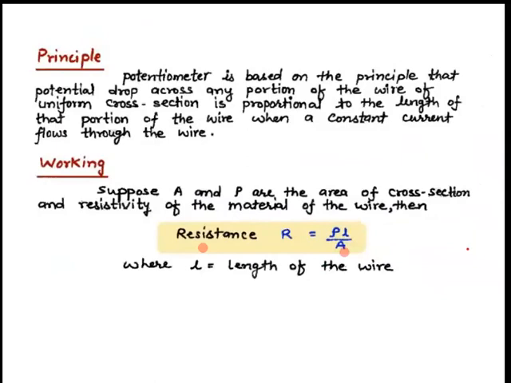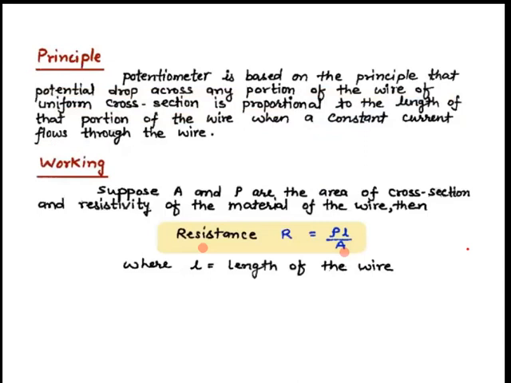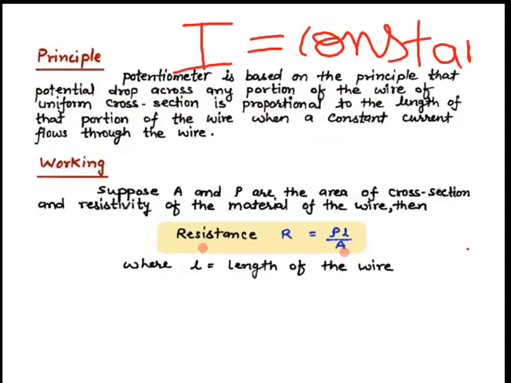So potentiometer is based on the principle that the potential drop across any portion of the wire of uniform cross-sectional area is proportional to the length of the wire when a constant current flows through the wire. Now children, what we are doing is, the current in the circuit is constant because we have adjusted the rheostat. So the current I is going to be constant.